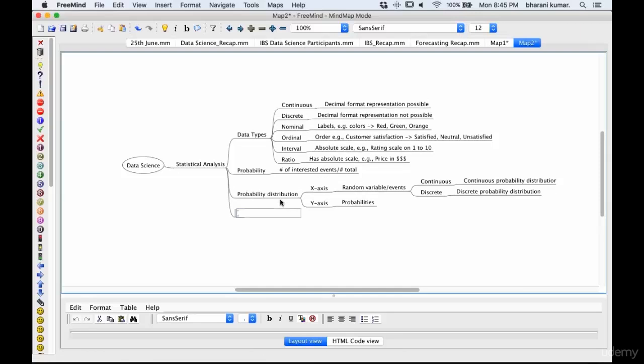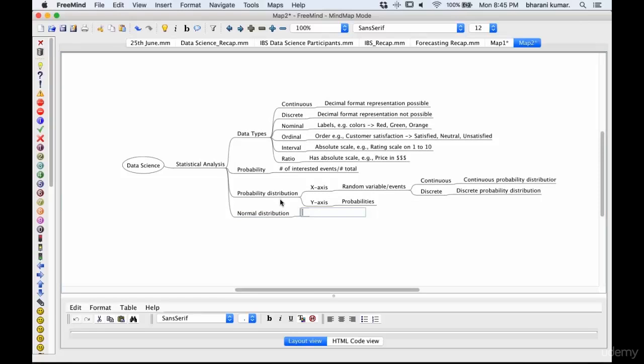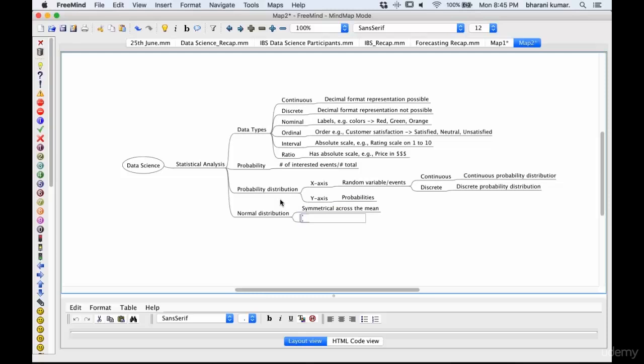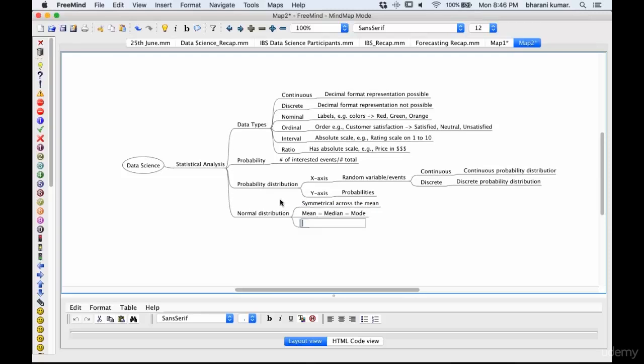And then we have discussed a lot of variants of probability distributions. We have discussed the normal distribution. The properties of the normal distribution are that it will be symmetrical across the mean. Mean will be equal to median, which will be equal to mode. And it ranges from minus infinity to plus infinity.